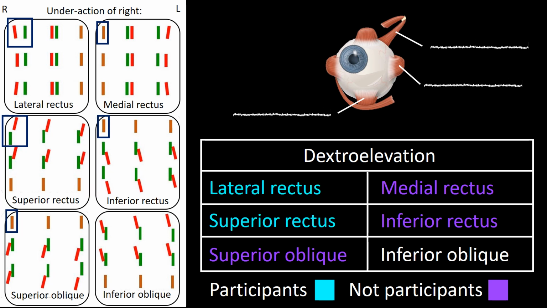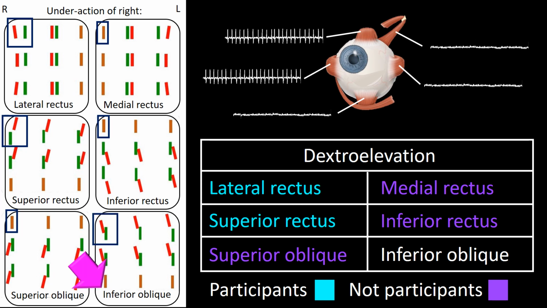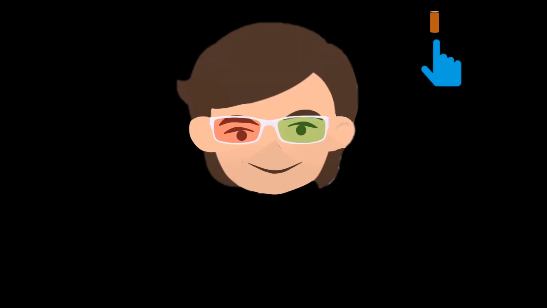Hence, the right lateral and superior recti contribute greatly to right eye dextroelevation, as illustrated here. Right inferior oblique underaction can also produce double vision during dextroelevation, but less pronounced than lateral rectus and superior rectus underactions. Hence, the right inferior oblique contributes to dextroelevation, but less so than the two previously mentioned muscles, illustrated here. We will now look at right eye levoelevation.